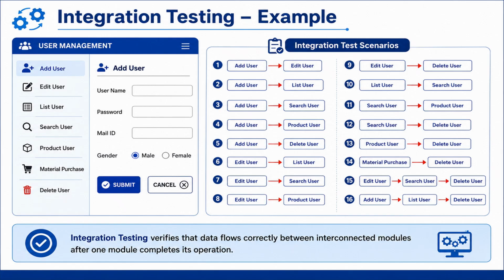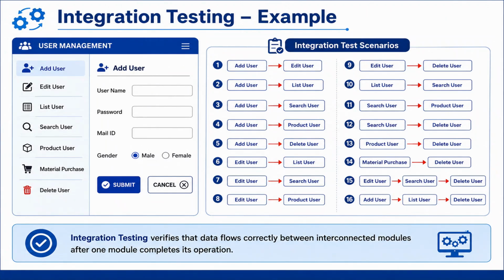Same like that, add user and search user: there is a dependency between add user and search user. One more scenario is add user and product user. If you add the user only, then you can go into product the user. Same like that, add user and material purchase. The last one is, if you add the user, you are able to delete the user. Without adding the user, you can't go and delete the user. So there is a data flow between add user and delete user.